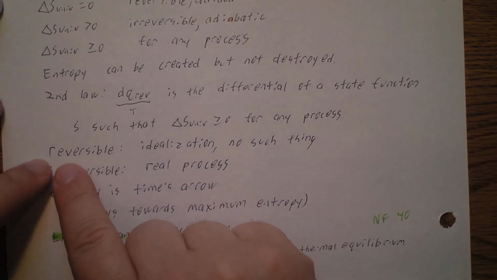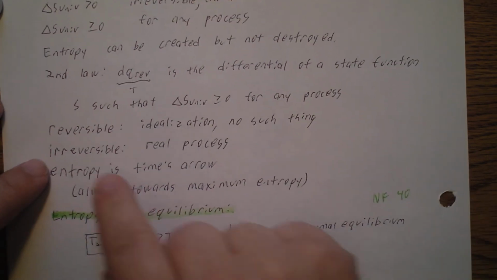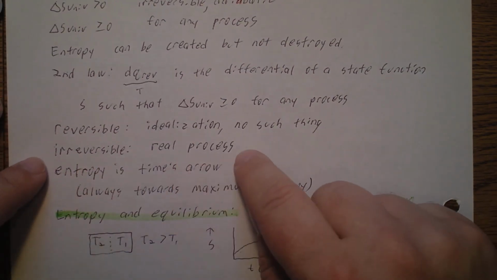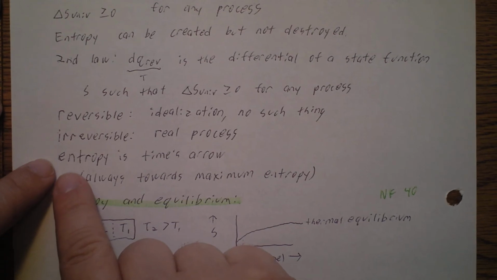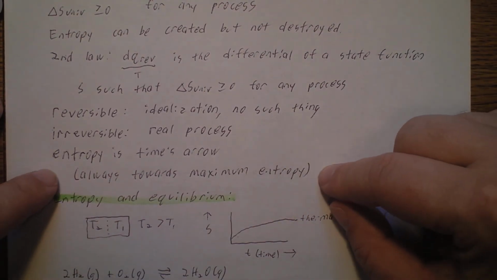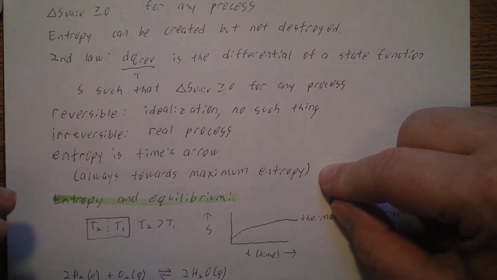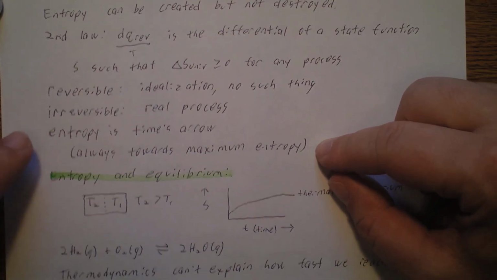So remember, like I said, reversible is an idealization. It doesn't happen in real life. An irreversible process, that is a real process. Now one thing that's interesting, entropy is time's arrow. Positive time is always pointing towards maximum entropy.